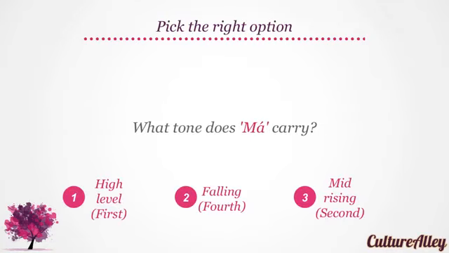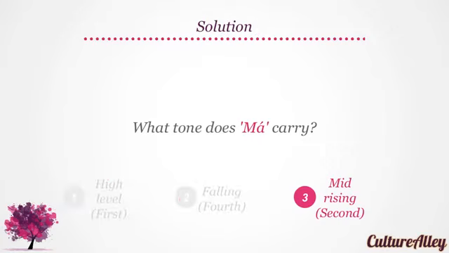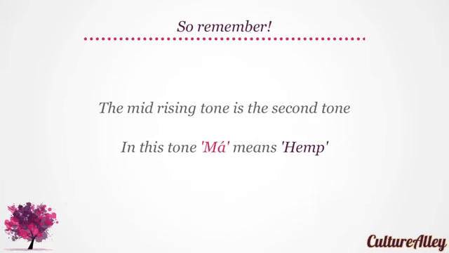What tone does ma carry? Does it carry the high level first tone or the falling fourth tone? Or is it the mid-rising second tone? Ma, meaning hemp, carries the second or the mid-rising tone. Did you get that right? Good job! So remember, the mid-rising tone is the second tone, and in this tone, ma means hemp.